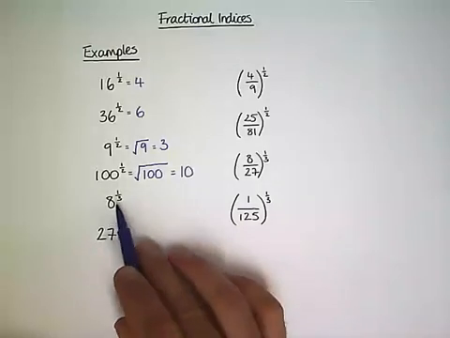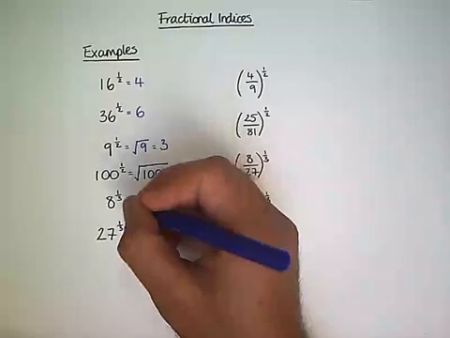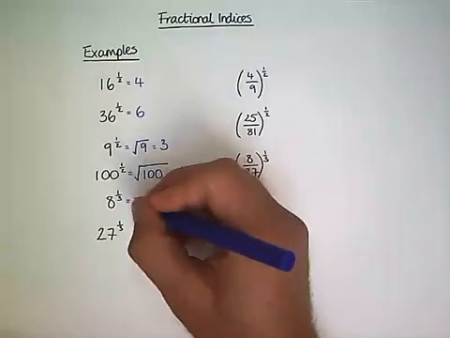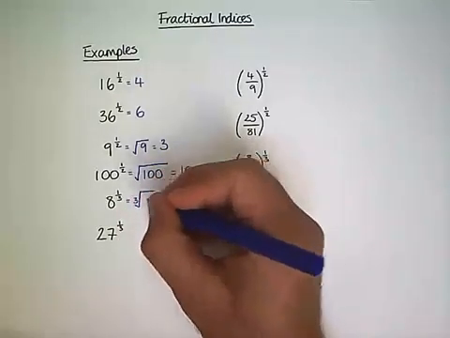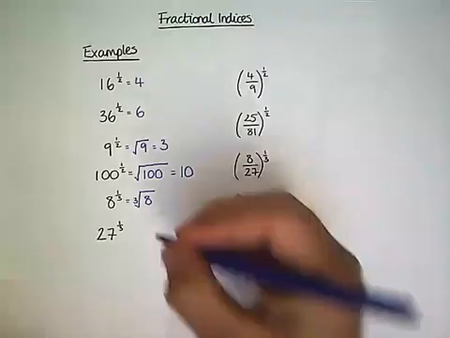Okay, then we've got the power of a third. So the power of a third is the same as the cube root. So what is the cube root of 8? What number times by itself and times by itself again is 8? The answer is 2.